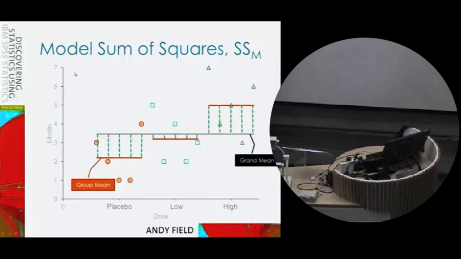But essentially, we're just looking at the difference. What's the difference between using the group mean? What's the difference between using our model as a predictor versus using the overall mean? So what we're effectively doing is saying for each participant, what's the difference between the group mean, so the mean of the group they're in, and the overall mean?